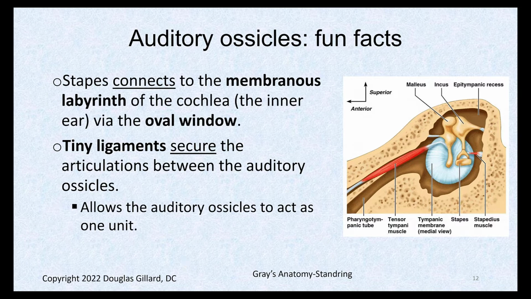And then we have tiny ligaments that secure these articulations in place. We won't worry about the names of them, but there is a nice thick ligament right here connecting to the malleus, and another ligament connecting to the incus here. Right? There's a stapedius muscle, and there's the tensor tympani muscle. We're going to talk about more here in a second.